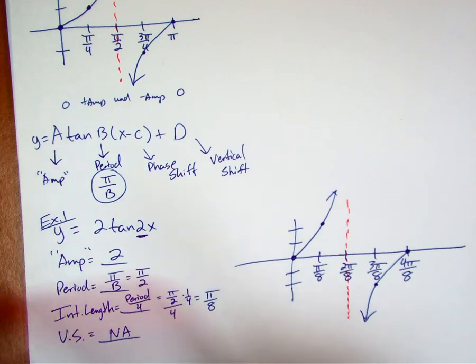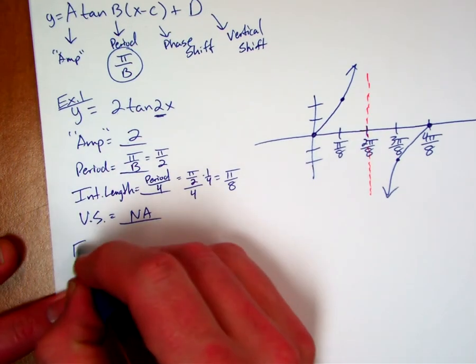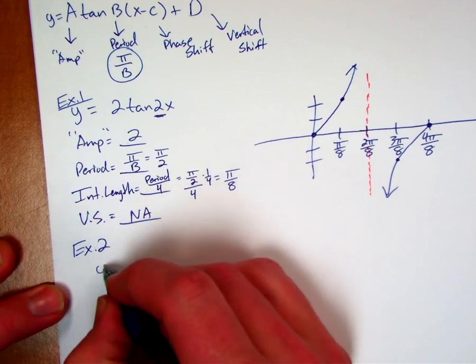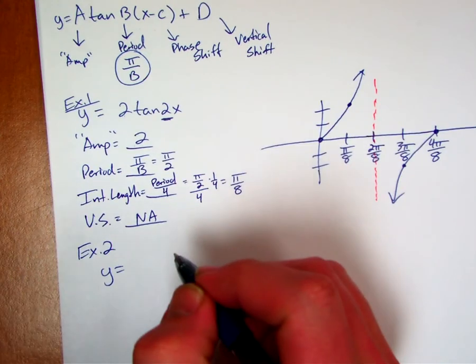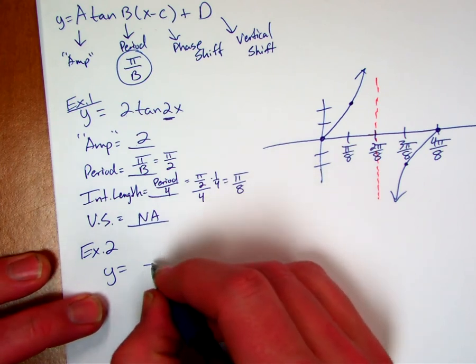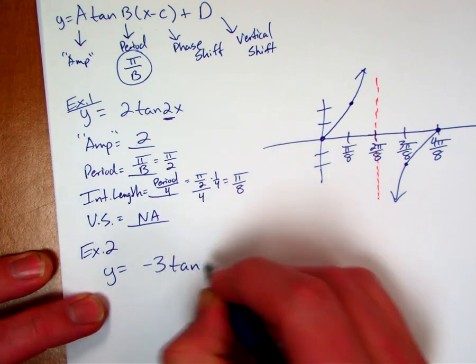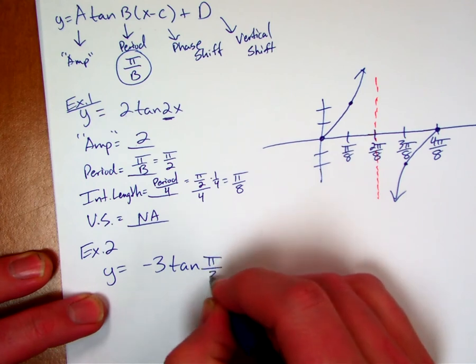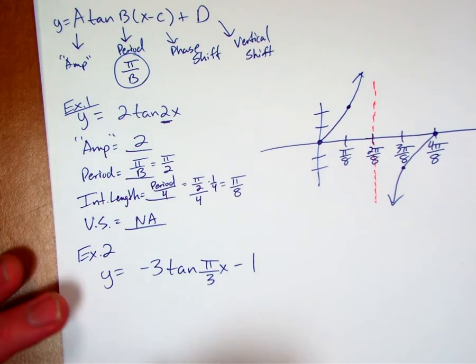Very good. Let's look at example number 2. I bet you can't guess what kind of example I'm going to throw up there. Maybe it'll be negative. Oh, maybe that'll be a vertical shift. I don't know. Let's wait and find out. So let's do negative 3 tangent pi over 3x minus 1.